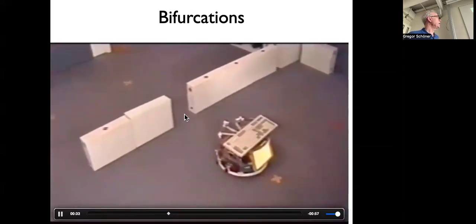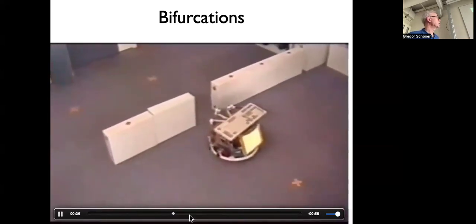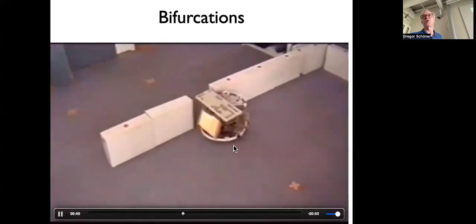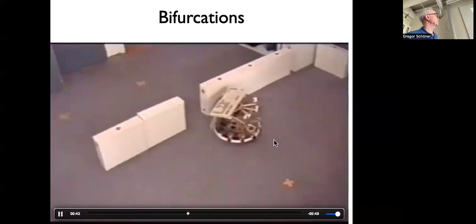Here we made a little opening, and still, you see it slows down, and we actually had a velocity control that I don't explain here.